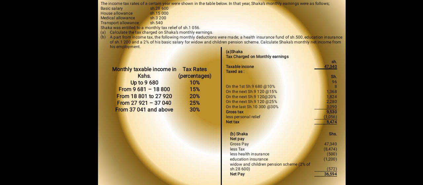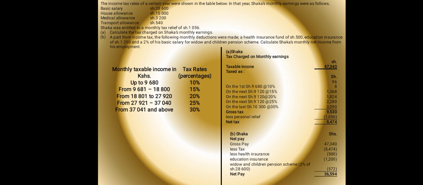B. Apart from the income tax, the following monthly deductions were made: health insurance fund of 500, education insurance of 1,200, and 2% of his basic salary to widow and children pension scheme. Calculate Shaka's monthly net income from his employment.